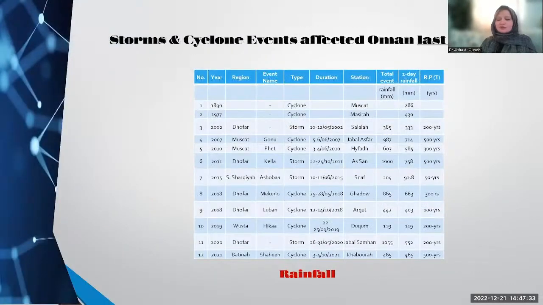This table shows that it's not only more frequent cyclones, the magnitude of rainfall has also increased. If we see what is recorded in the 1890 flood, compared to the recent floods, it was 286 maximum rain recorded. But of course, we didn't have at the time a good monitoring network to record all areas. You can see that in 2007 it was over 700, 2010 over 500, 2011 over 700, 2018 over 600, 2020 552, 2021 465. So the magnitudes are increasing, as we can see.